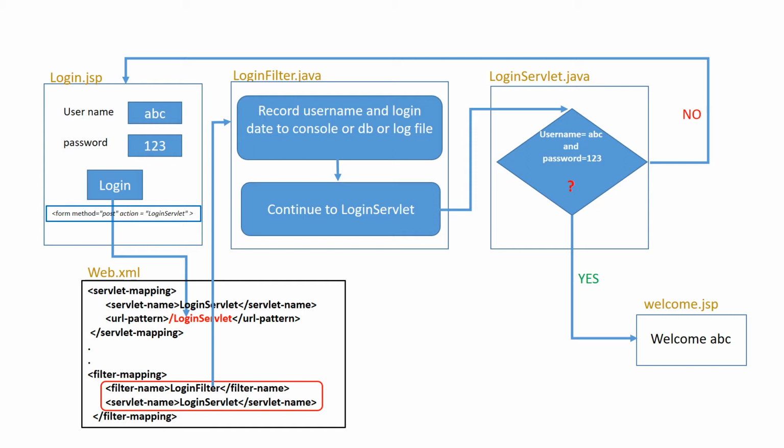Here we have a simple login form with two text fields, username and password, and login submit. When the user fills in his username and password, it will be directed to the login servlet. Now what we want to do is to record or log the username and his login date and time when he tries to access the login servlet.